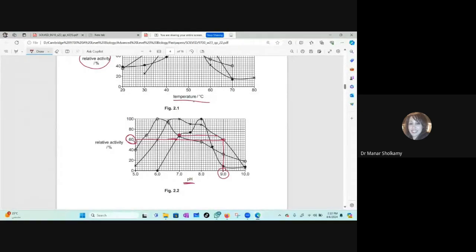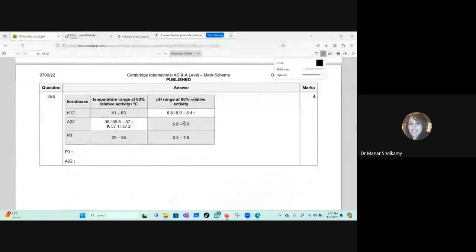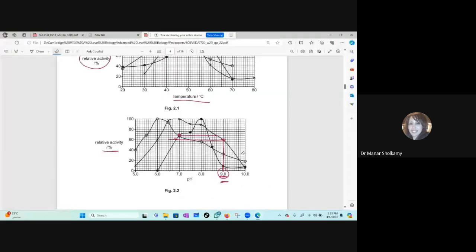From less than 7, nearly 6.1, 2, 3, 4, 5, 6, 7, 8, 6.8 to 9. This is the pH range at a relative activity of 60% for the stated enzyme. We said 6.7 to 9. Let's see if we are right. 6.7, 6.8 to 9. Yes, around 8.4. Okay, let's go back. It's clearly 9 here.